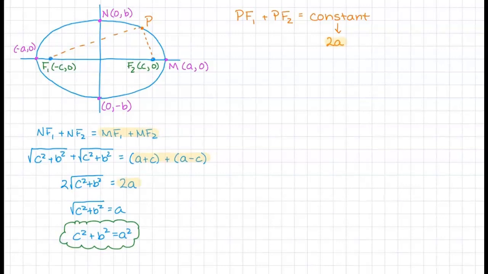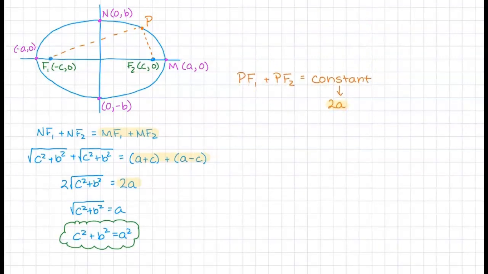I'm going to move this down a little bit. I'm going to need a little bit of room. Okay, all right, so let's see what we got here. So now we know that PF1 plus PF2 has to be that constant distance, which is 2a. So let's come up with something that represents PF1 and PF2. And of course, that's going to be the distance formula.